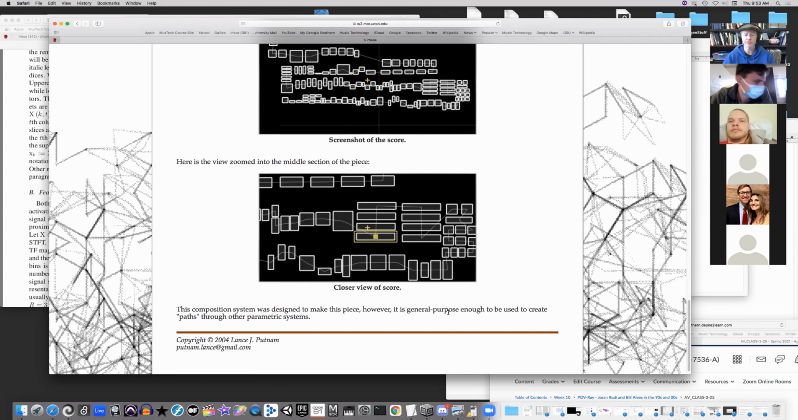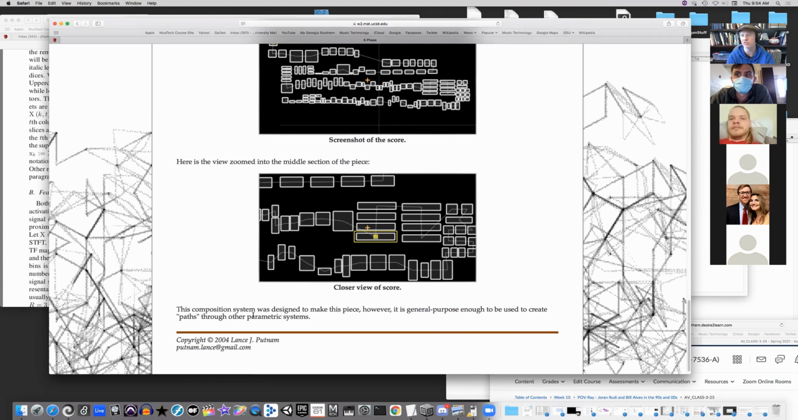So the compositional system was designed to make this piece. However, it's general purpose enough to create paths through other parametric systems, which I think is a really interesting thought, even though it's simple, that in some ways composition simply is that, right? Or music is that. It's just a journey through parametric states.